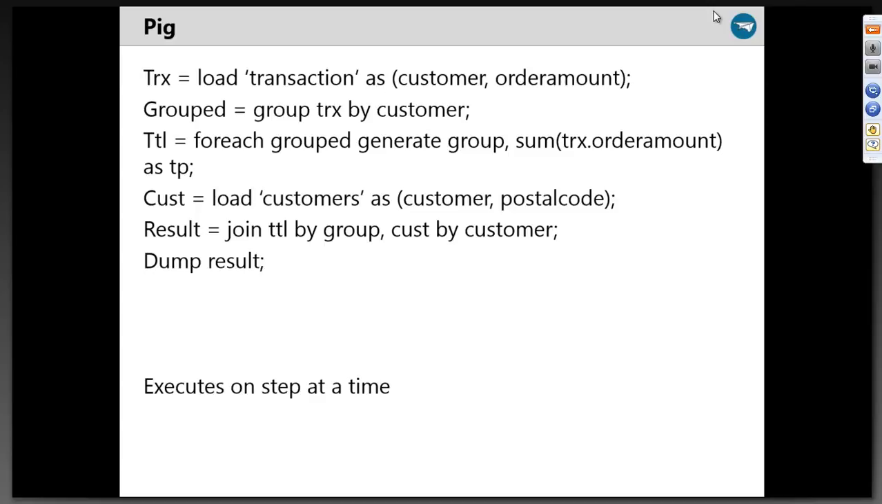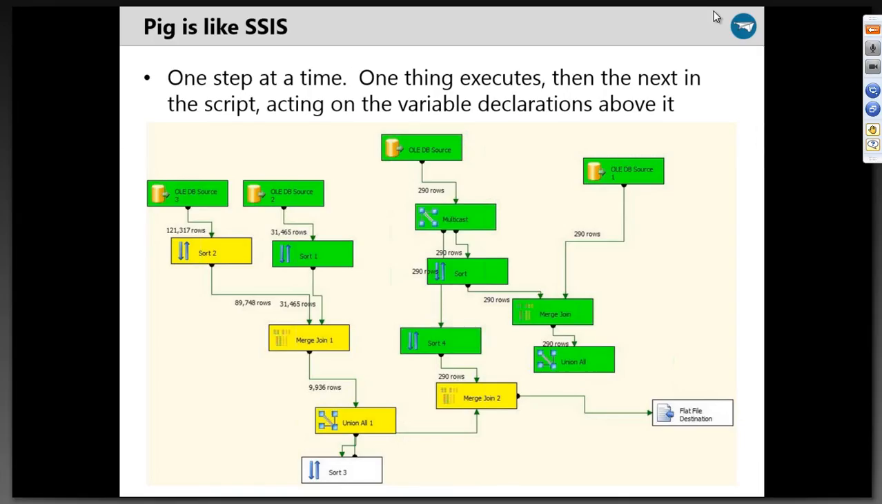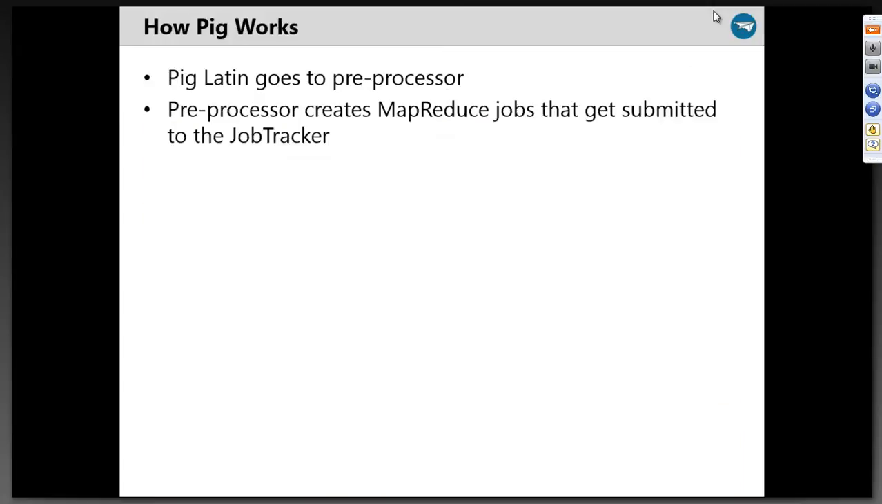And now cust says, let's load a whole different set of data in here, unrelated to ttl. This is going to be customer and postal code. And then for our result, join the original aggregate that we went through one step at a time to get the summarized data and join it to the customer data, so that as a result I get customer, postal code, and the order amount, and then dump the result to the screen. And that executes one thing at a time, very similar to what we said SSIS would do.